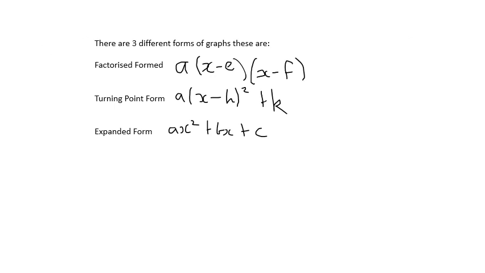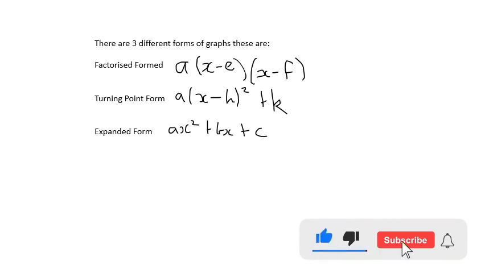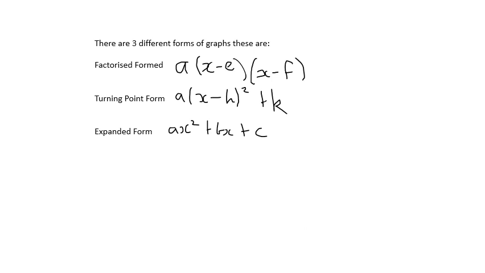So the first thing we need to know is that there are three different forms of graphs. These are our factorized form, which is where we have a, the dilation, brackets x minus e, brackets x minus f. So we have a, and then we have our factored quadratic behind that. Then we have our turning point form, which is a brackets x minus h squared plus k. And this is the turning point form because we know the values h and k give us the turning point. And then we have the expanded form, which is ax squared plus bx plus c, our standard quadratic form.